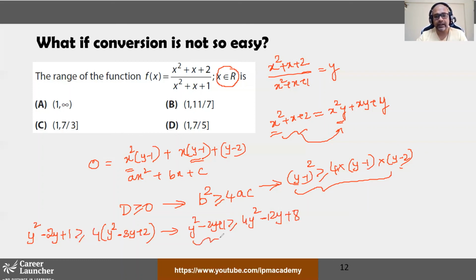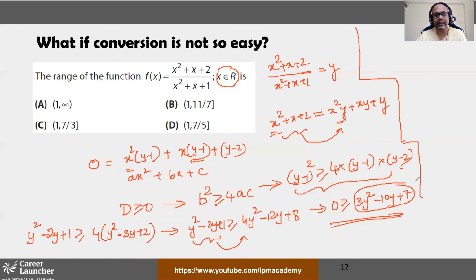I will take this entire thing to the right hand side. So I will get 0 greater than or equal to 3y square minus 10y plus 7. Okay, so this is what I have. Now this is a quadratic expression. Try to factorize it.